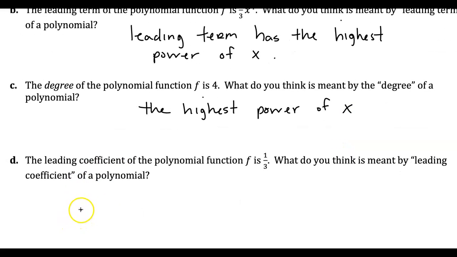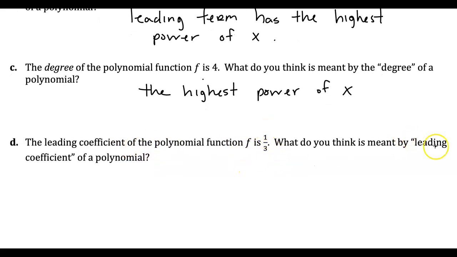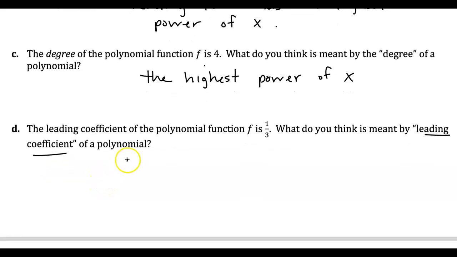The leading coefficient of the polynomial function is 1/3. Leading coefficient, what does that mean? Well, that is just the coefficient of the highest degree term.